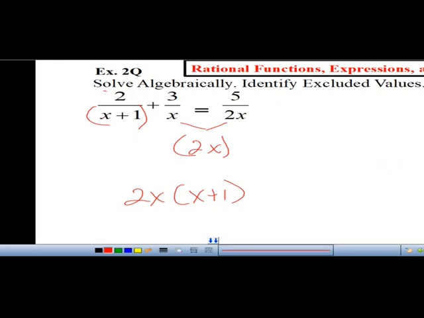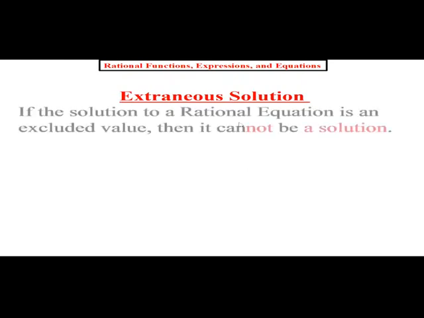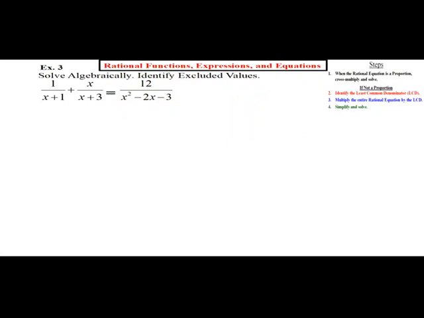All right. Where I want us to get to is the next portion. Look up to the screen. Extraneous solution. An extraneous solution is if the solution to the rational equation is an excluded value, then it cannot be the solution. Let me repeat that again. An extraneous solution is if you find a solution to the rational equation and it's the same one as the excluded value, then it cannot be the solution. That's what we call extraneous. Copy this one. Last one.